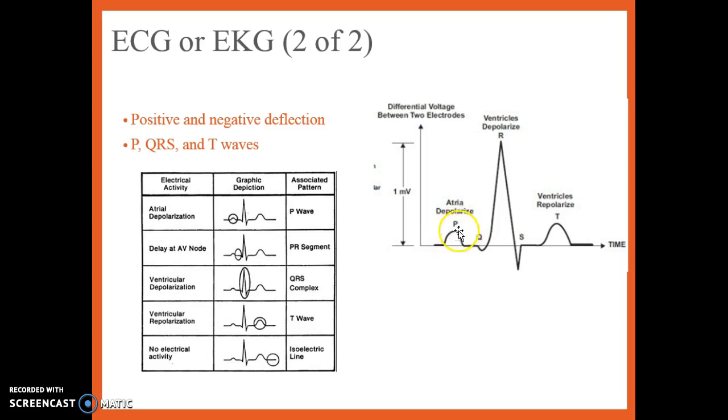This first little blip right here is when the atria depolarize. That means they are contracting. Then you get this huge spike as the ventricles depolarize. Over here you get the T wave when the ventricles repolarize. And you'll notice nowhere in there do you see the atria repolarize. It does happen, but it's happening while the ventricles depolarize, so it's really hard to differentiate. It's kind of hidden.